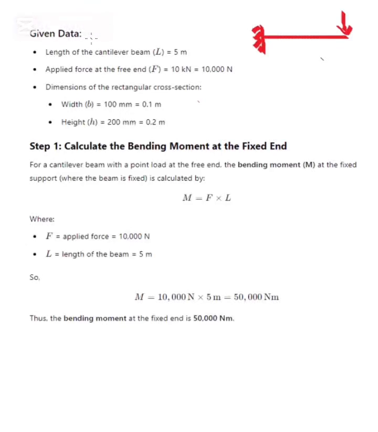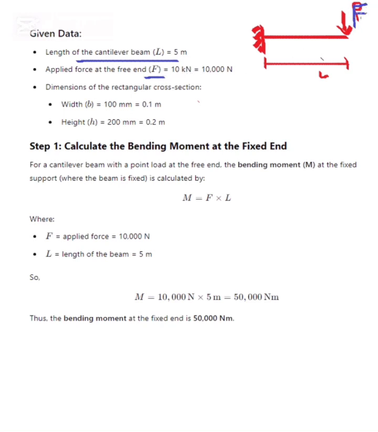Today let's see how to calculate the bending stress for a cantilever beam of length L with a constant load P applied at the free end. Here you can see the length of the cantilever beam is 5 meters. The applied force at the free end, P equal to 10 kilonewton. We can say this as F.